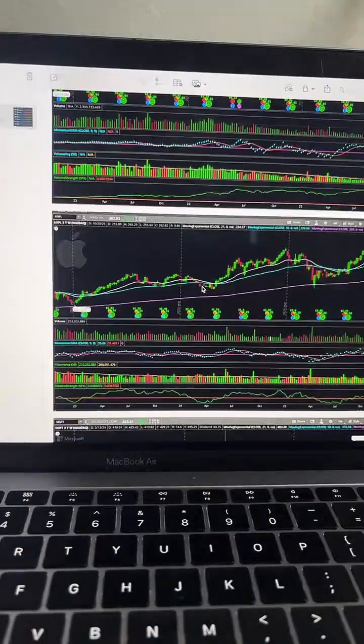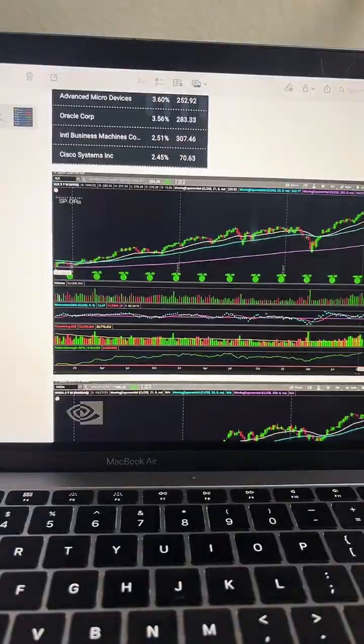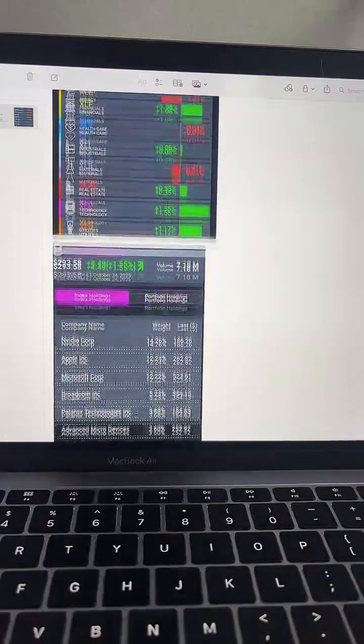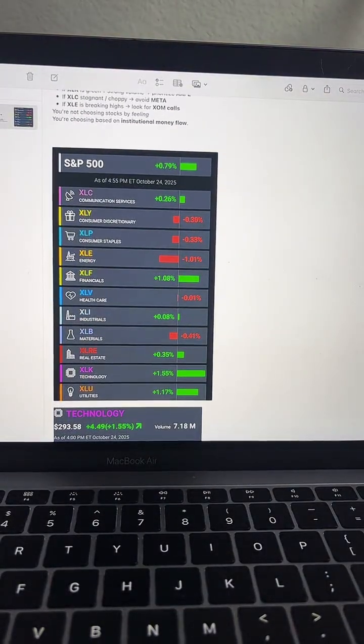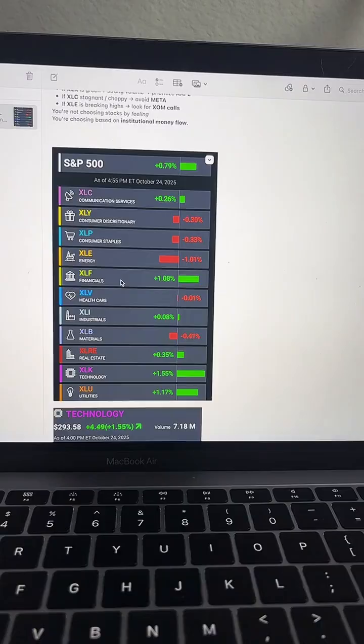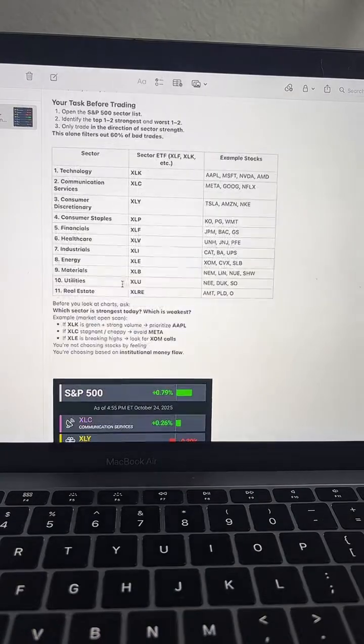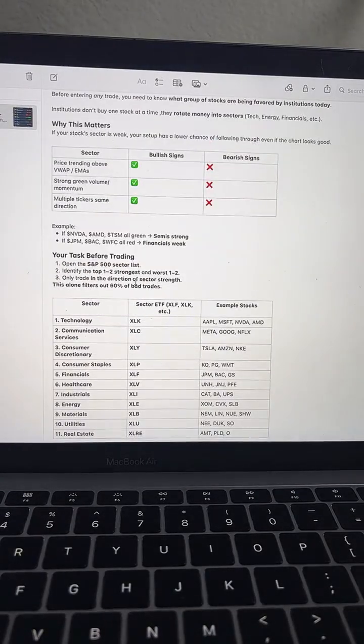I can't pull it up on the computer, but hold on, let me see. This is the front page of it, but it's called the SPDR Sector app. You can look at it in the App Store. Okay, so I use that app to look at the sectors, and we're going to get back to that in a minute.